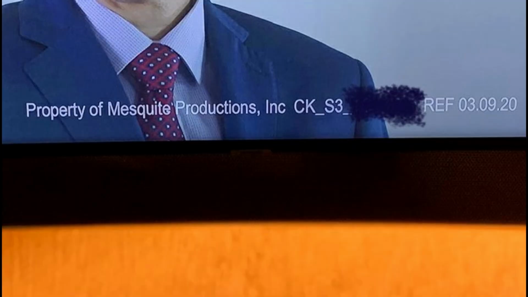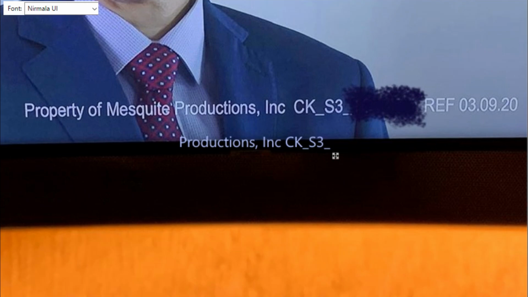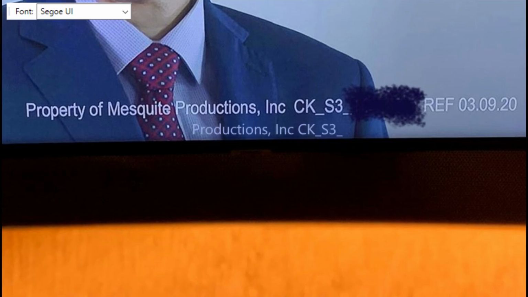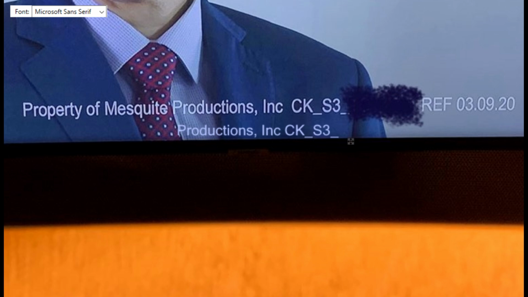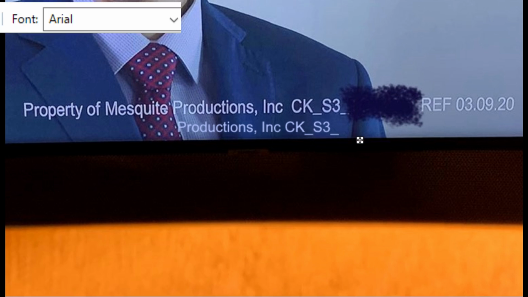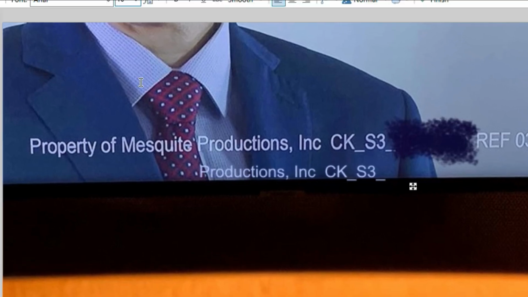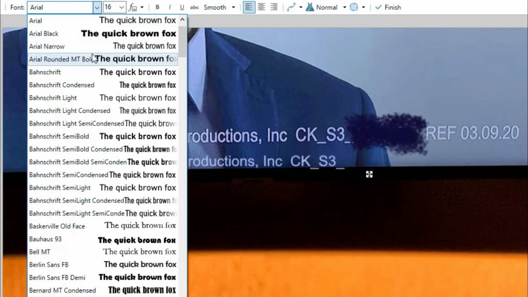Okay, now let's try and figure out the font. We know we only have to look at the sans serif fonts, so let's type out some words and try to find a match. No. Okay, that's a good one. Arial. No, still not right. Spacing is way too wide. But then what about Arial Narrow?